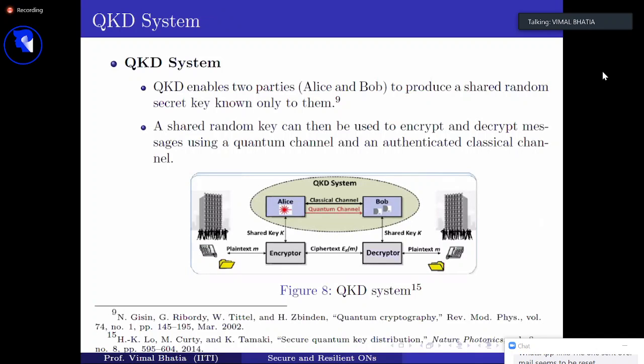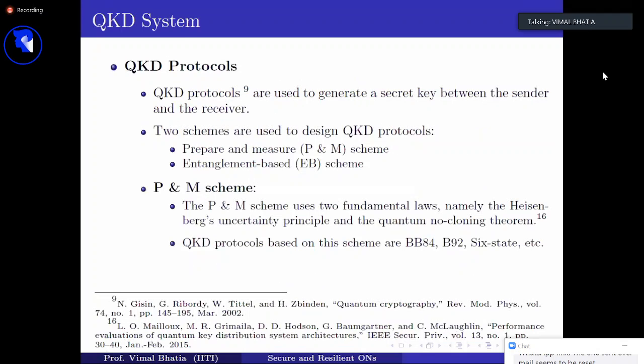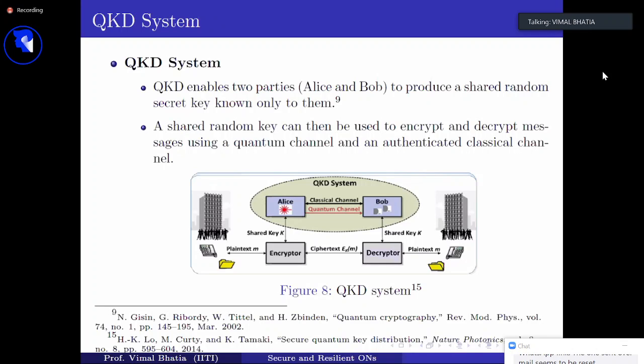Let's look at an example of how two parties interact. QKD enables two parties, Alice and Bob, to produce a shared random key known only to them. This shared random key can then be used to encrypt and decrypt messages using a quantum channel and an authenticated classical channel. The idea is that we really don't want to put in a separate optical fiber for a quantum network. And when quantum computers come into the mainstream, they are expected to break the encryption algorithms we are using at the moment, such as AES, in real time. That is where the problem will lie for blockchain and others as well.